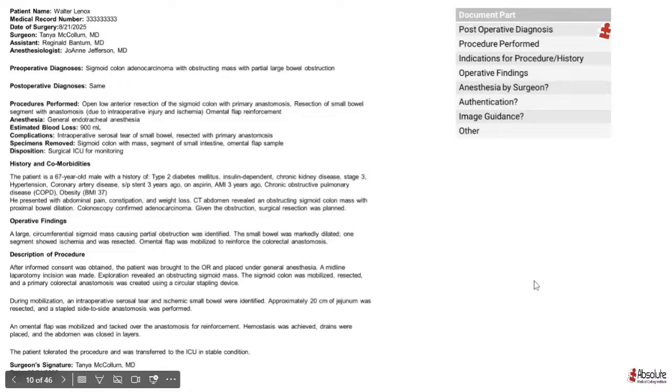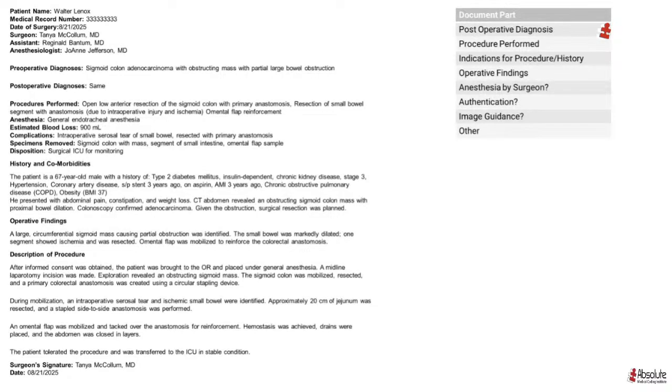All right, so we have Walter Lennox, medical record number 3333333, date of surgery 8/21/2025. Surgeon Tanya McCollum, MD. Assistant Reginald Bantam, MD. Anesthesiologist Joanne Jefferson, MD. Preoperative diagnoses: sigmoid colon adenocarcinoma with obstructing mass with partial large bowel obstruction. Postoperative diagnosis is the same.